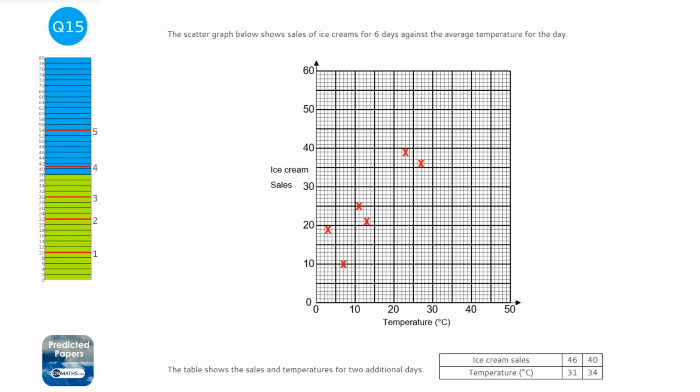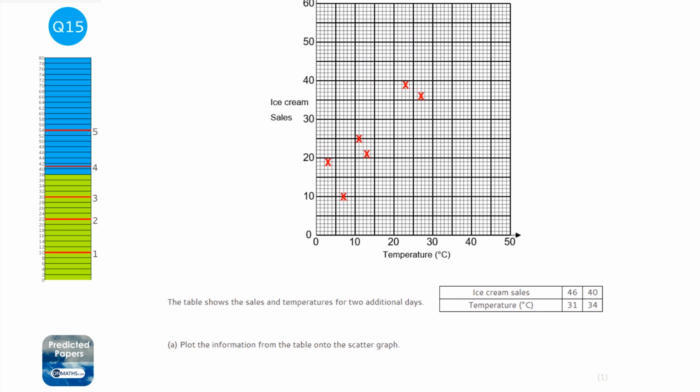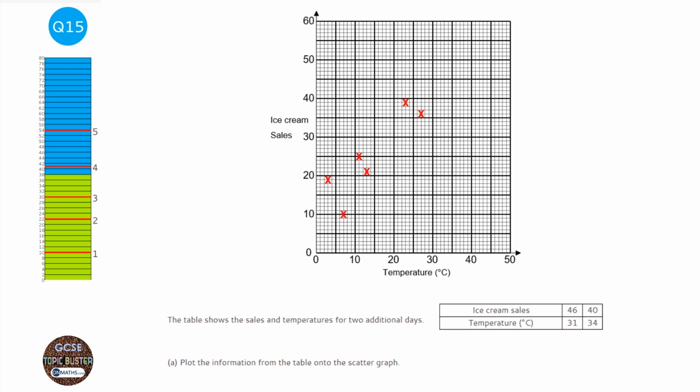Okay, so we've got a scatter graph question, and the first question asks us just to plot the information from the table into the scatter graph. So we've got ice cream sales at the top and temperature at the bottom, which is not kind of the same way around as on the graph, so we've just got to be careful. So the ice cream sales are 46, which is here on the scale, and the temperature is 31, which is here on the scale. And just check that you're looking at the scale correctly.